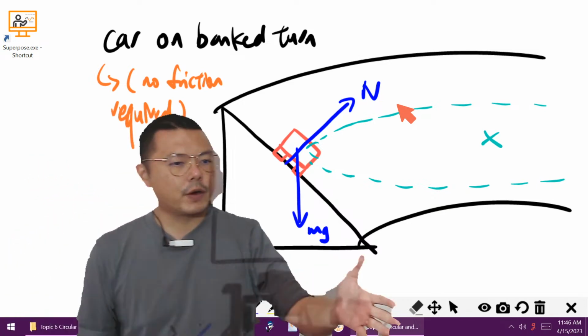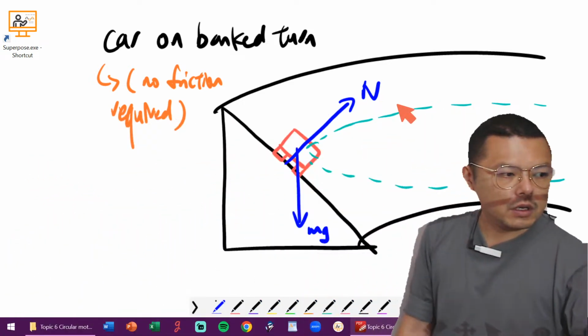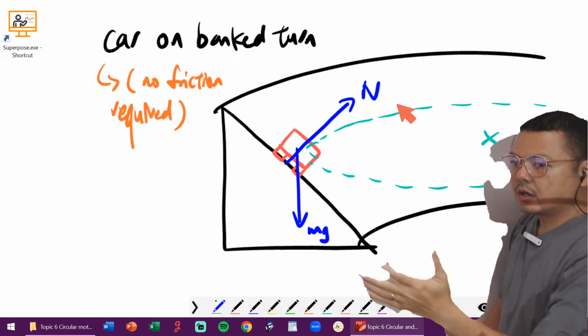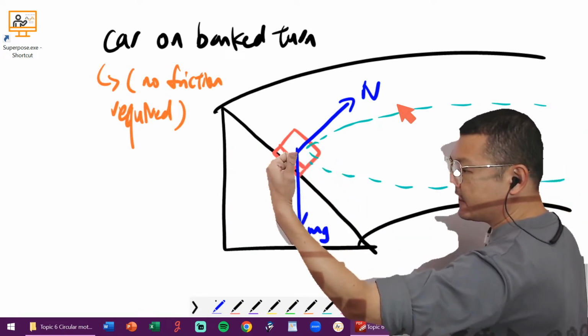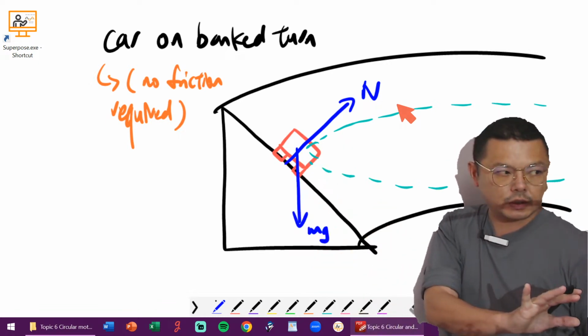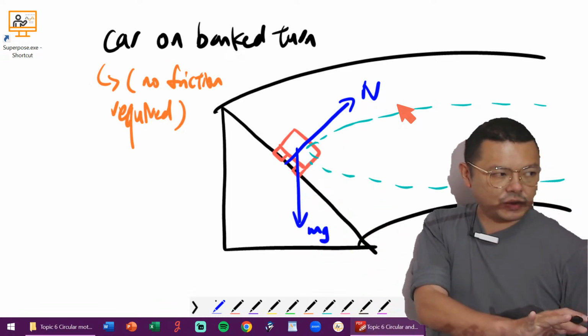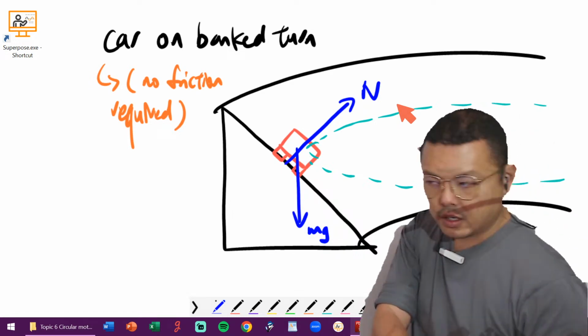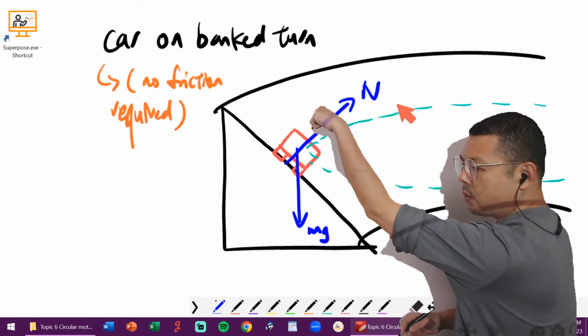How about the driving force though? Where's the driving force? The driving force is out of the page, or the air resistance is into the page. Those two forces will not contribute to your circular motion. It's there, but I just don't draw it. So we've got your normal contact force here, we've got your weight here like this.